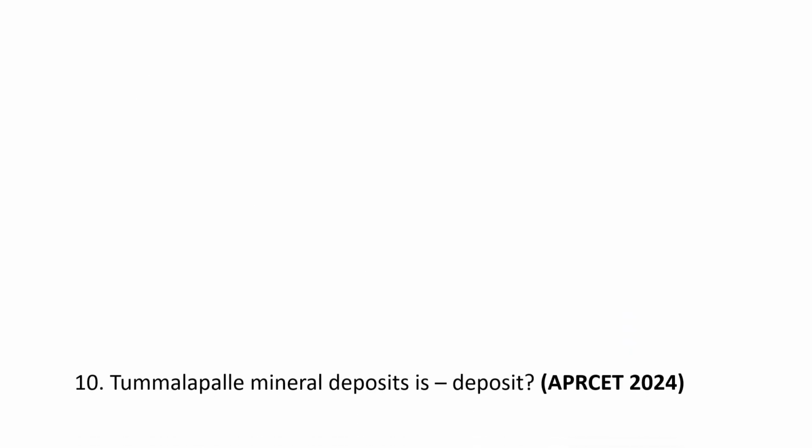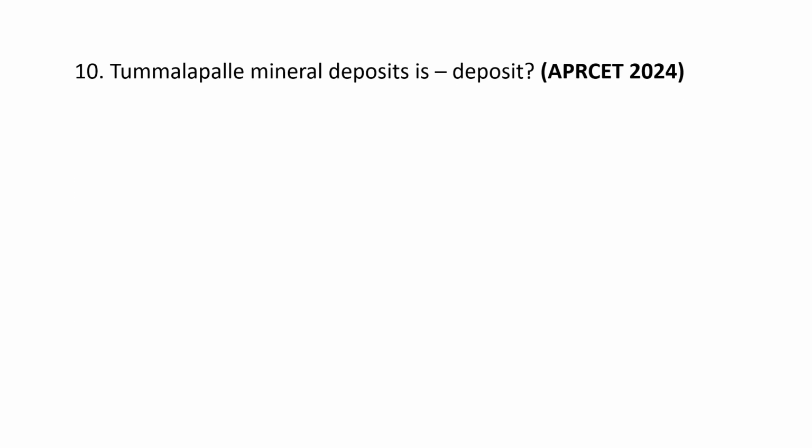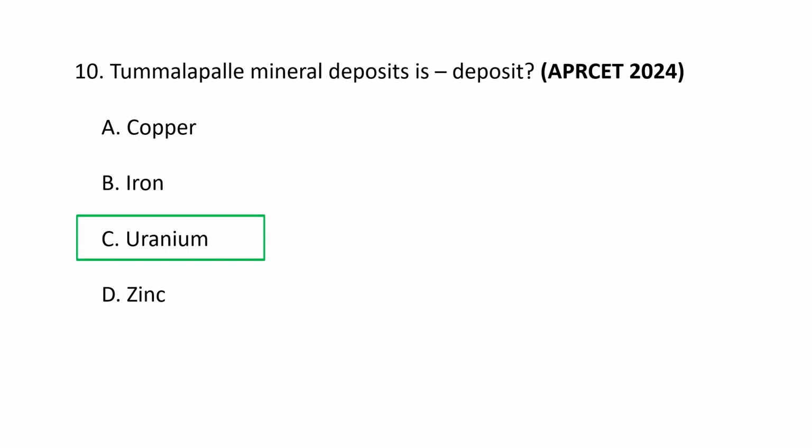Next question. Tummalapalli mineral deposit is what type of deposit? A. Copper, B. Iron, C. Uranium, and D. Zinc. The correct option is C, uranium. Tummalapalli is a uranium deposit, specifically a large tonnage but low grade sedimentary impure carbonate, that is dolostone hosted, uranium deposit. It is located in the state of Andhra Pradesh, India, and is considered one of the world's largest uranium reserves.